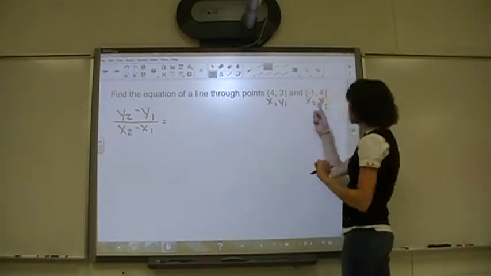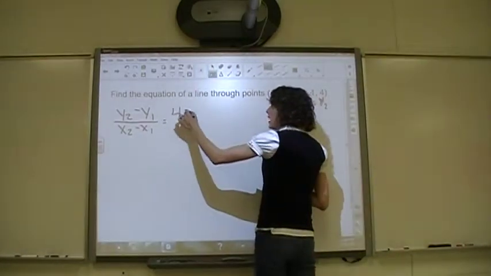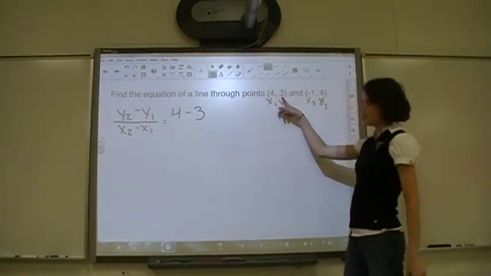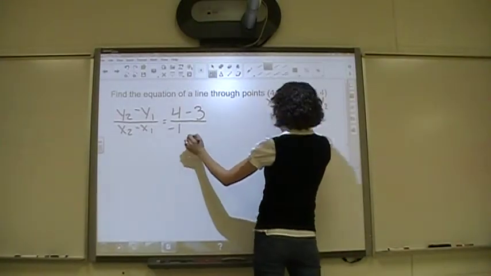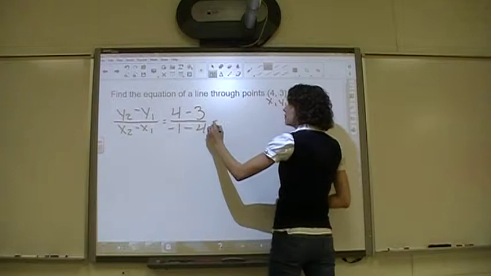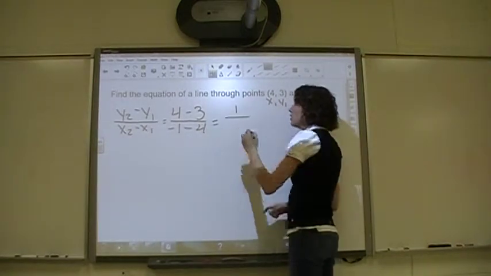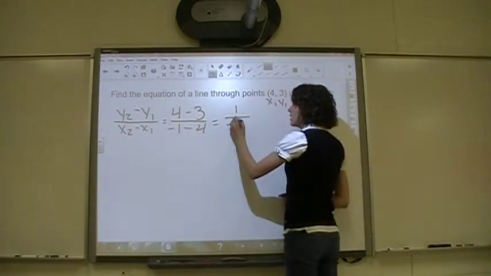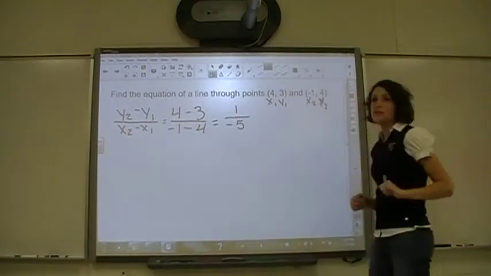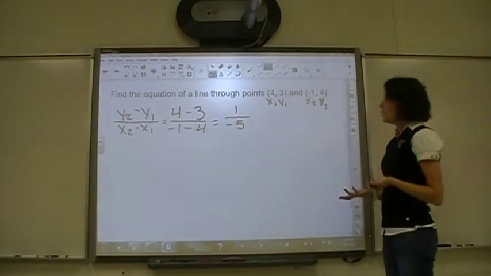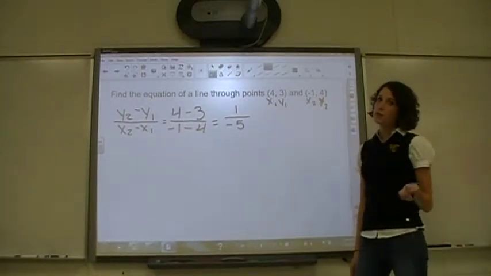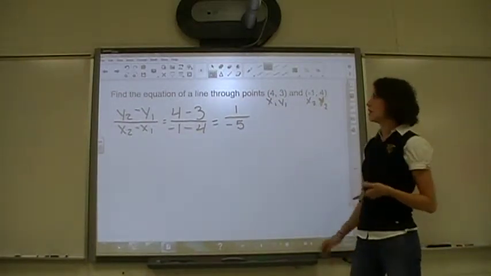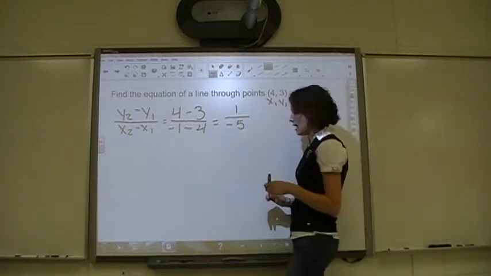Let's plug them in. We've got 4 minus 3, which is our y sub 1. Then we have x sub 2, which is going to be -1 minus 4. 4 minus 3 gives me 1. -1 minus 4 gives me -5. So my slope is -1/5. Now let's go ahead and use our point-slope form. I'm going to pick the first point of (4, 3) because I'd rather not have negative signs in there. So I'd rather pick something that has all positive signs.